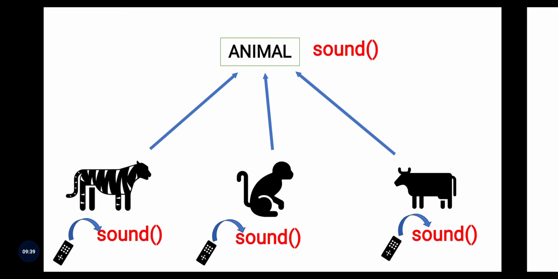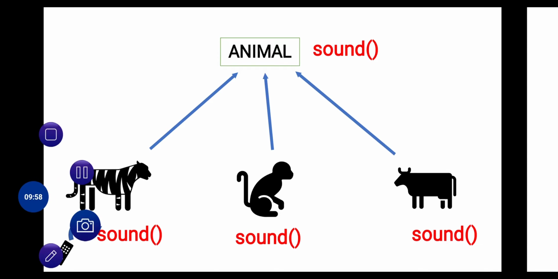So what is the implementation of this? If I need to invoke the sound of a tiger, I need to use a remote control which is specifically made for a tiger. If I need to invoke a sound for a monkey, then I need a remote control specifically for a monkey.